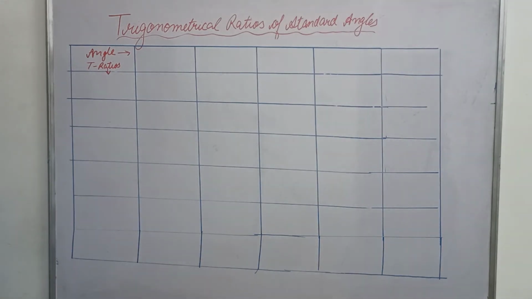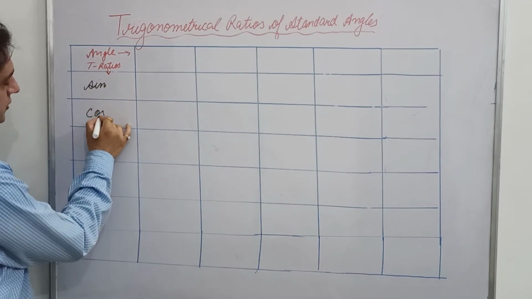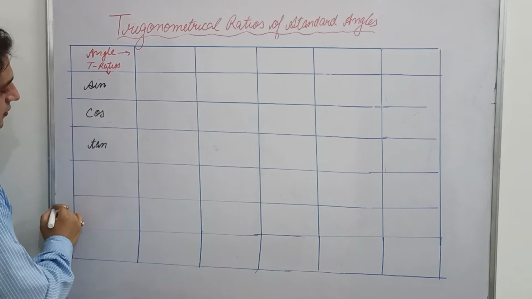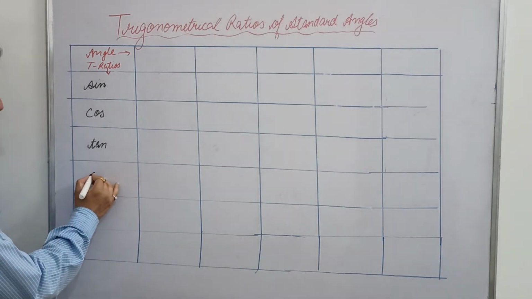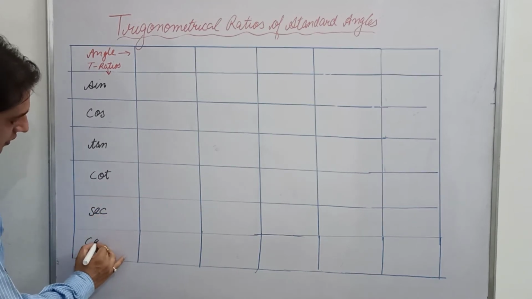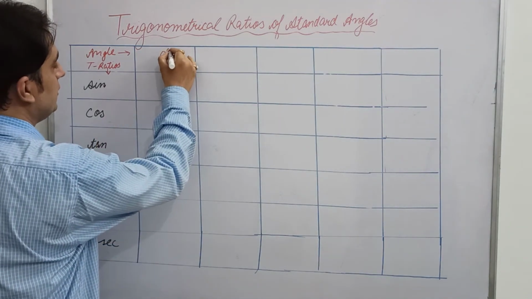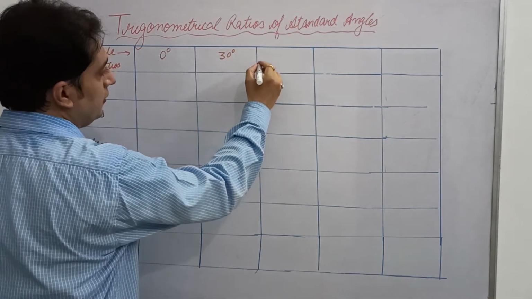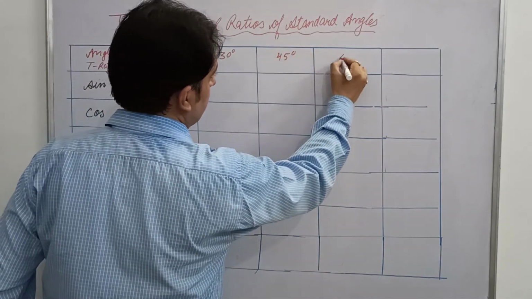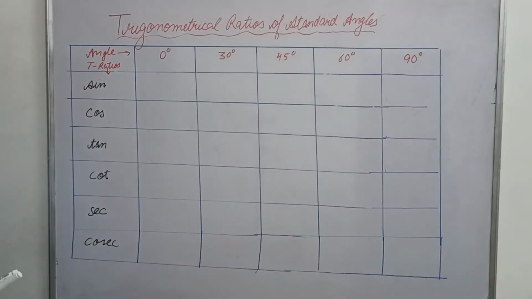first column. So you can write the T ratios, that is sine, cos, tangent, cotangent, secant and cosecant. So these are the 6 ratios. And the angles are 0 degree, 30 degree, 45 degree, 60 and last is 90 degrees. So these are the standard angles and these are whose T ratio values we need.